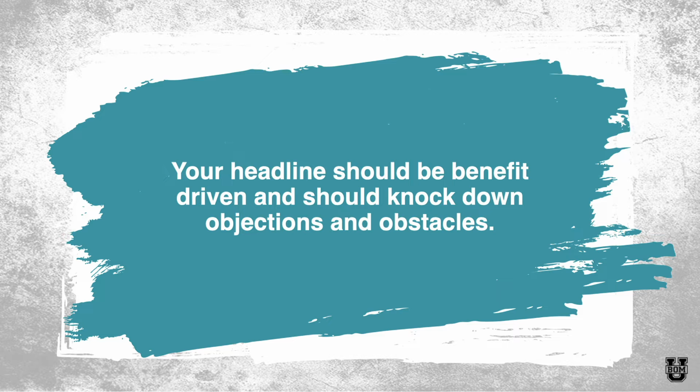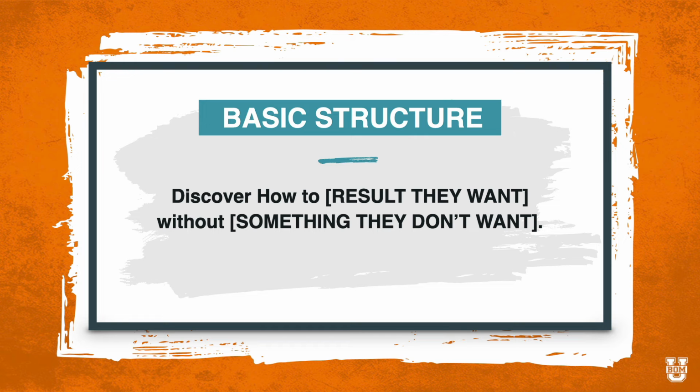Now, what I want to do now is go through a few different structures you can use to create headlines. These are meant as a guide to get started. Once you get better at writing copy, you can stop using these, but it is a good place to start when you're just getting your feet wet. So the basic structure would look something like this. Discover how to, and then you would insert the result they want, without, and then you would put something they don't want. So you're telling them, hey, you can get this result, you're making a promise, without doing something that is kind of an objection, something they don't want to have to do.